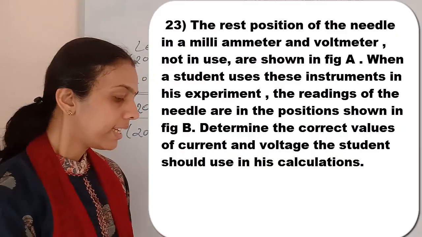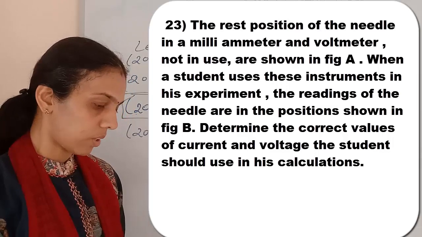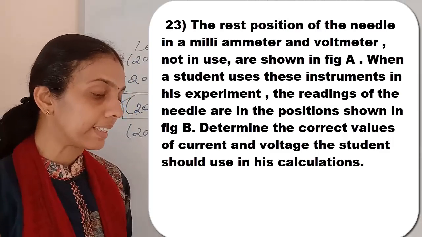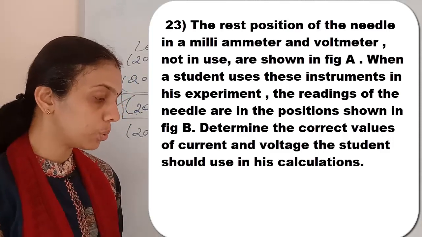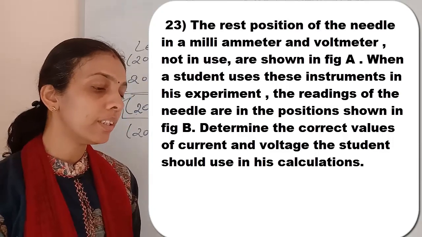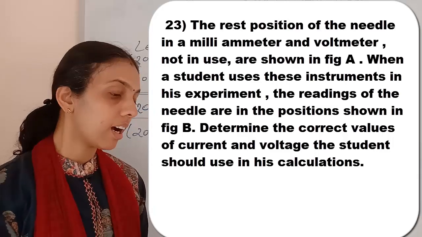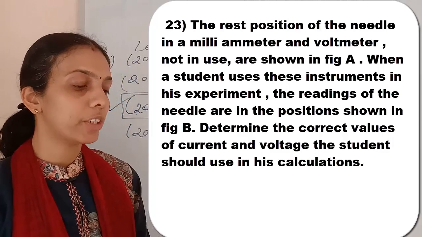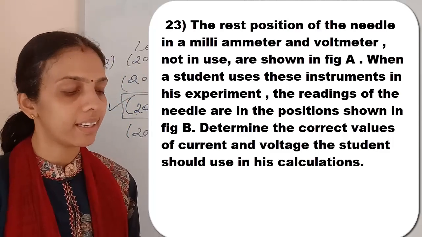Okay, in the experiment to study the dependence of current on voltage, there is one question. The rest position of the needles in a milliammeter and voltmeter, when not in use, are shown in figure A. When a student uses this instrument in his experiment, the readings of the needle are in the position shown in figure B. Determine the correct value of the current and voltage the student should use in his calculation.